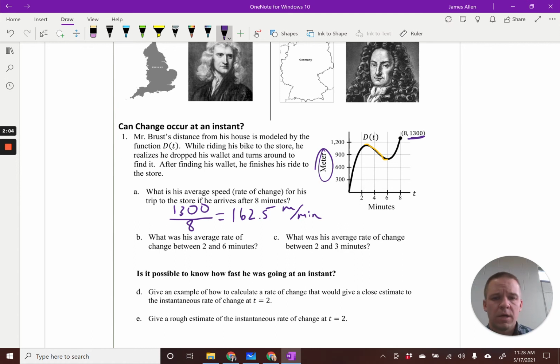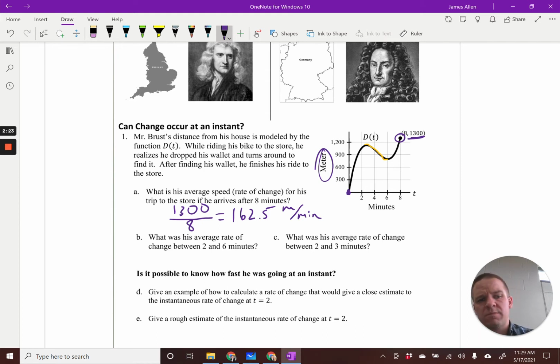It's a little slow. So I took basically our starting point of 0, 0, and then our ending point over here of 8, 1,300, and found our slope formula. Change in y over change in x, rise over run. All right. Now it says, what is his average rate of change between 2 and 6 minutes?